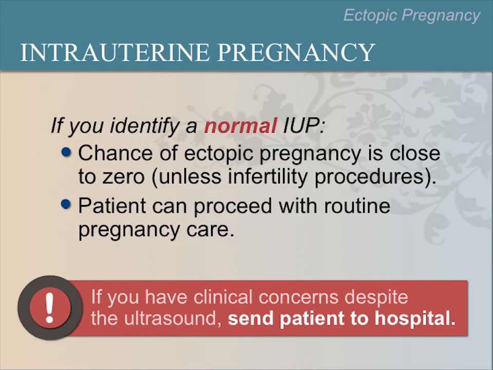If you can clearly identify an intrauterine pregnancy, there will be almost no chance of an ectopic pregnancy. If the patient has undergone infertility procedures, it is possible, although rare, to have both a normal intrauterine pregnancy and an ectopic pregnancy at the same time.